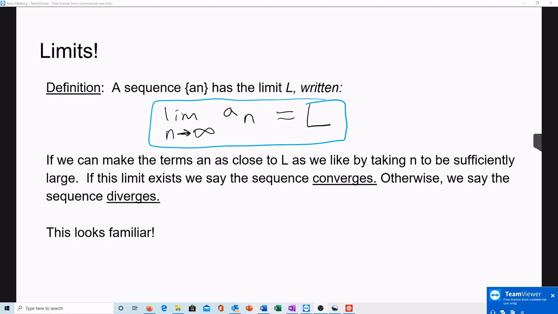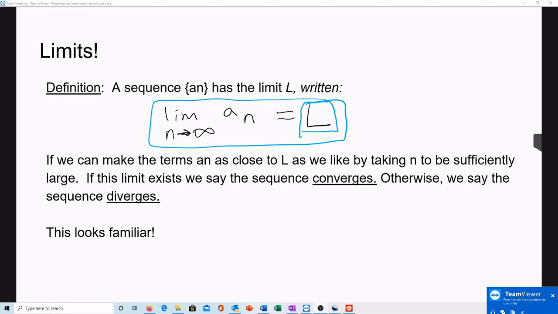Does the sequence of numbers get bigger and bigger and bigger all the way to infinity? Does it go to negative infinity? Does it not have some point it's trying to get to? Is it just bouncing around forever? Or does it actually have a limit and get closer and closer to some number L?